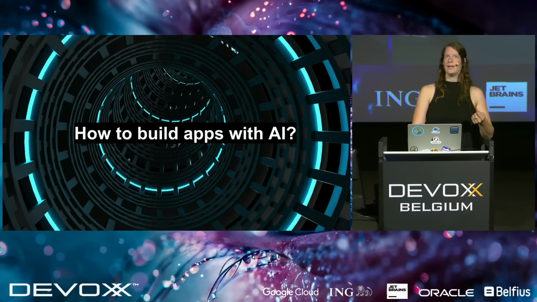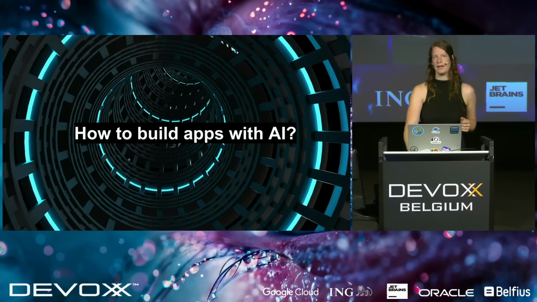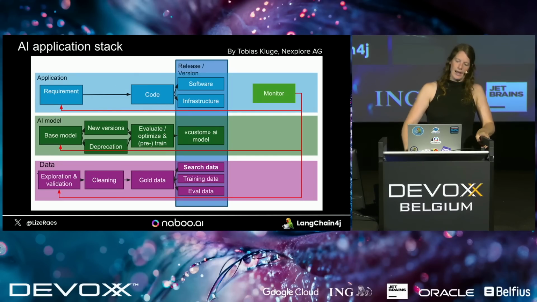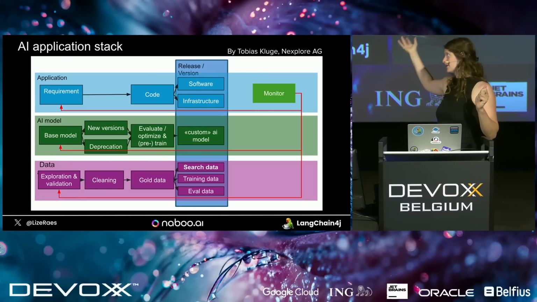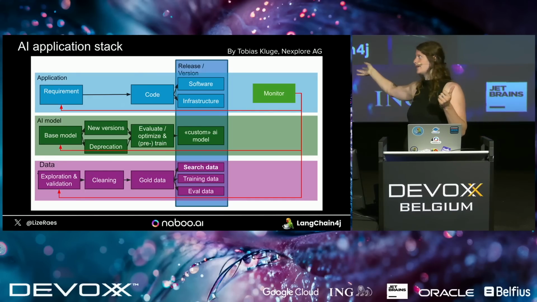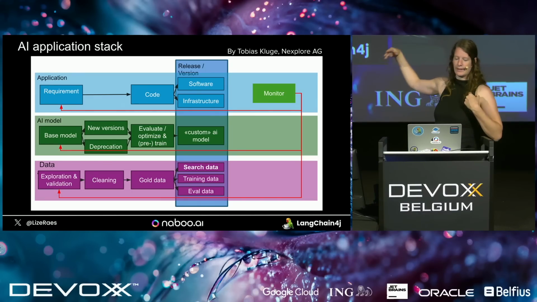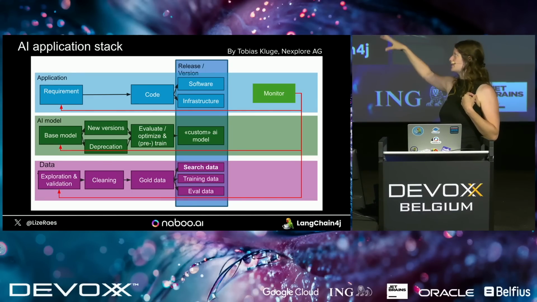Now, when you want to build applications that use AI in Java, then specifically, here is an AI application stack. There's this data layer, because data scientists spend a lot of time gathering this data, cleaning it up and everything. Then there's the model layer, where they use the data to train and build models. And then there's the application layer, where we typically operate.